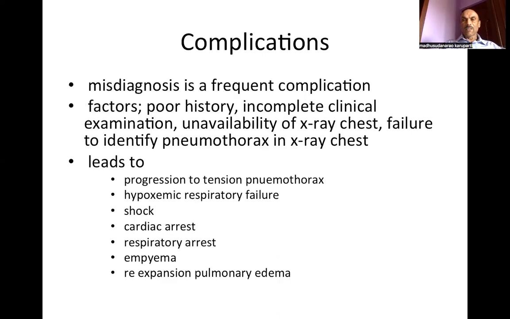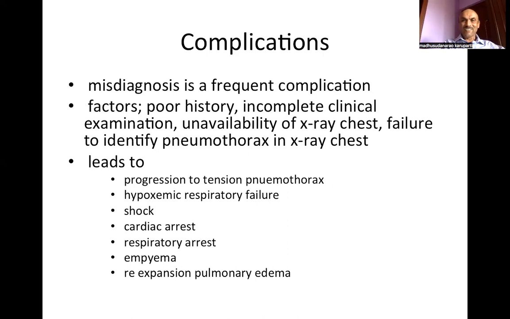Then a note on complications. What is the most important complication in pneumothorax? Misdiagnosis is a frequent complication. You missed the diagnosis, and the patient was treated on a different line and discharged. So that is the most common cause of complication.